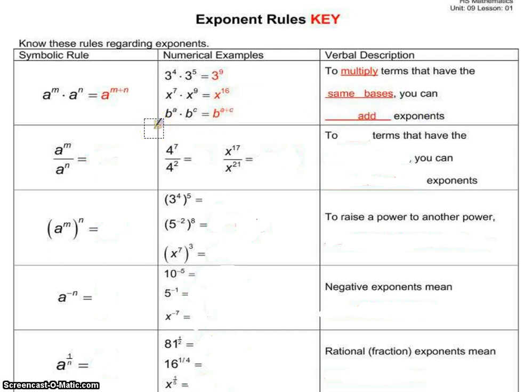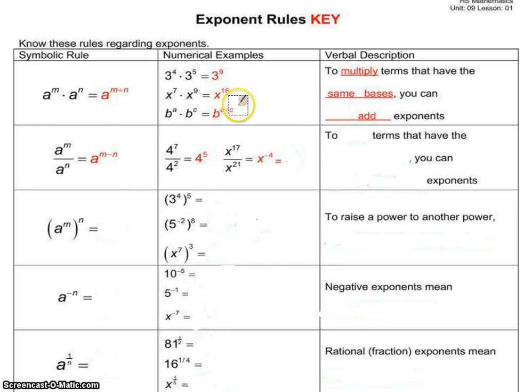Now remember, I'm just going to keep going, but if you need to stop and write something down, just pause your recording. Now we have the rule of a to the m power divided by a to the n power. If I multiply exponents and I end up adding them, then when I divide, I'm going to end up subtracting them. So when I have 4 to the 7th over 4 to the 2nd, I'm going to subtract 2 from 7, and I'm going to get 4 to the 5th.